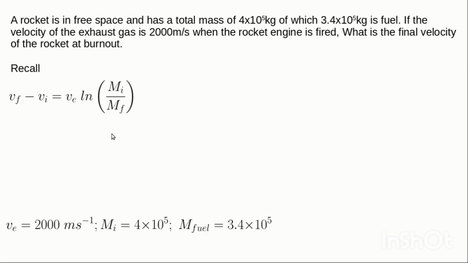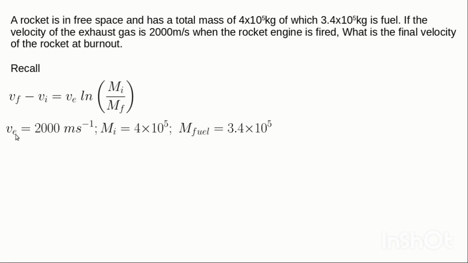So let's look at the parameters given. VE equal to 2,000 meters per second. The initial mass is this, which is this. The mass of the fuel is this. But we need the final mass of the rocket. So we have MF equal to 4 minus this. That's this expression minus this. That will give us 0.6 times 10 raised to power 5 kg.